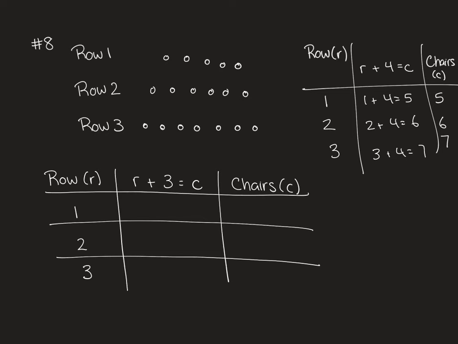So if we look at our chart, I'll give you an example here. Once again, we're going to copy down everything that is not a variable. So we know that everything will be your row plus 3 equals the number of chairs. So for example, 1 plus 3 is 4, so our number of chairs is 4. 2 plus 3, because our number of rows is 2 now, is 5. So our number of chairs in the second row is 5. And then the third row is 3 plus 3 is 6. So there would be 6 chairs.